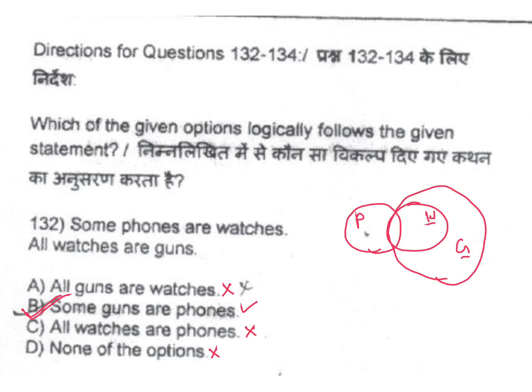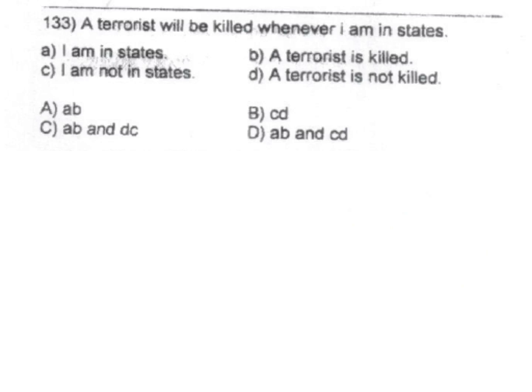A terrorist will be killed whenever I am in states. So, small a, I am in states. Small b, a terrorist is killed. Small c, I am not in states. Small d, a terrorist is not killed.